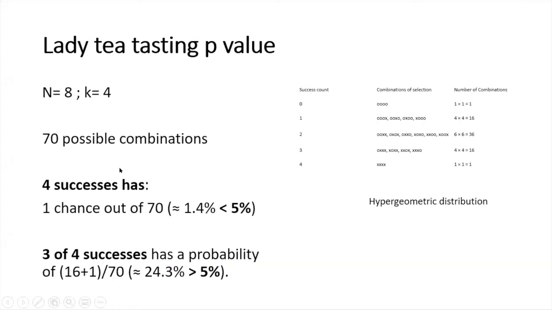There were 70 possible combinations, and he calculated the probability of each one of them. And in order to get four right, the chances were less than 5%. And anything above that had a probability of only 3 out of 4. So look at where 5% came from: the lady tea tasting p-value. So this was the experiment for this hypothesis, for this claim, for this model setup. And somehow it's managed to stick.